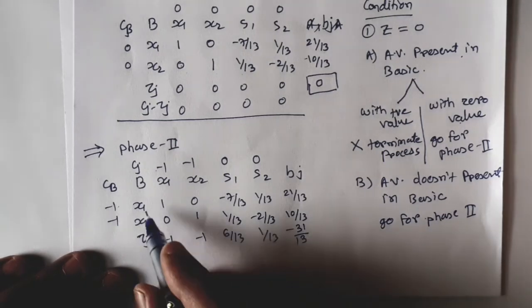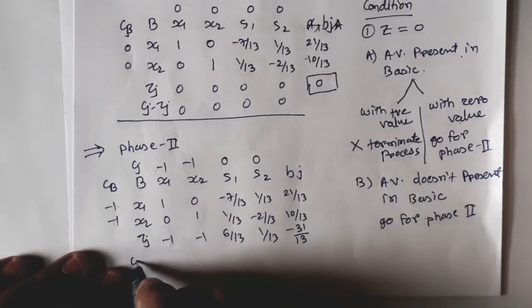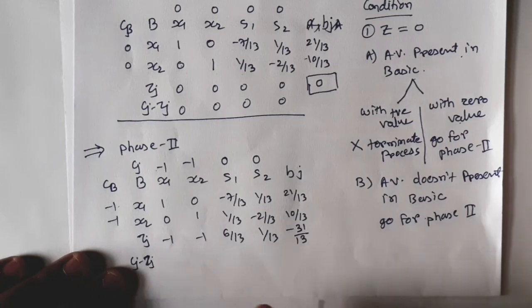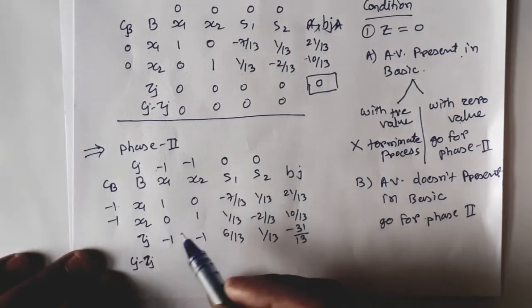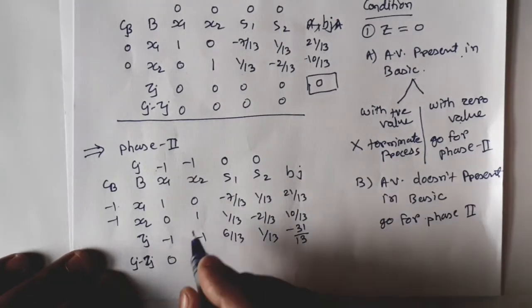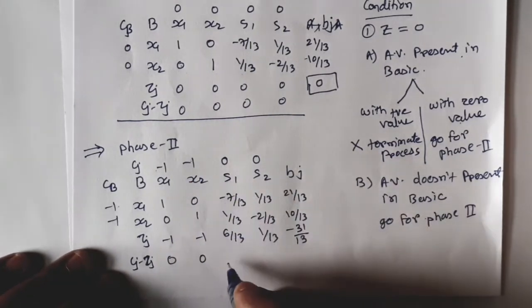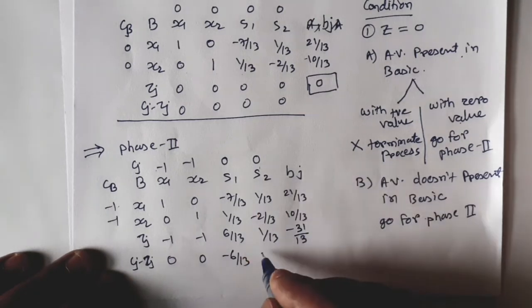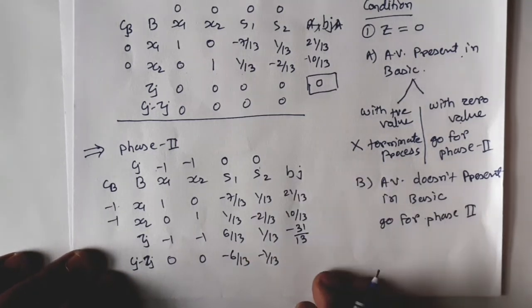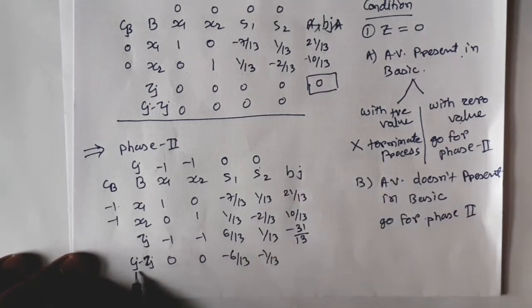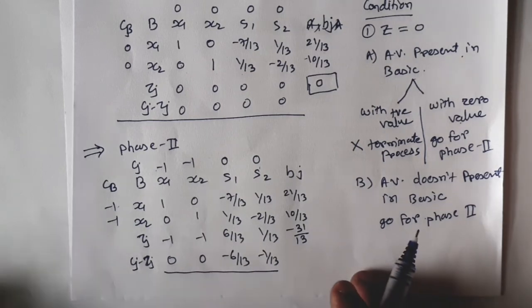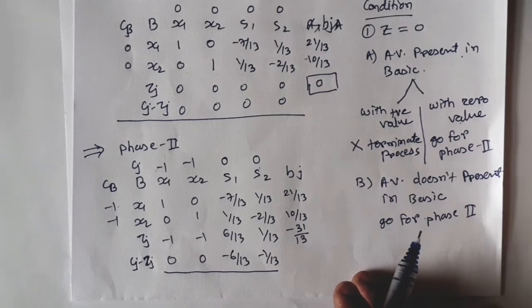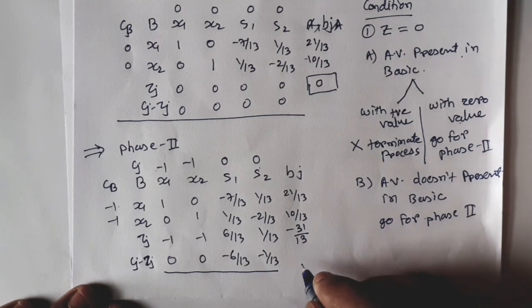Now calculate the cj minus zj values. Here it is minus 1 minus minus 1, so it will be 0; minus 1 minus minus 1, 0; then minus 6 by 13 and minus 1 by 13. All the cj minus zj values must be less than or equal to 0. So the optimality condition is achieved here.